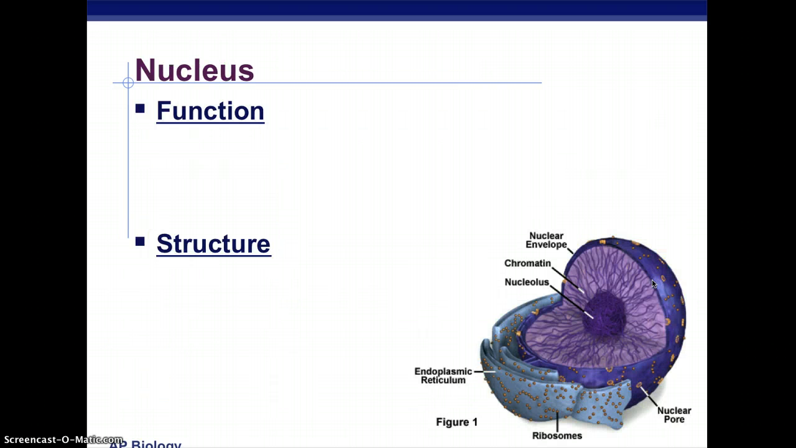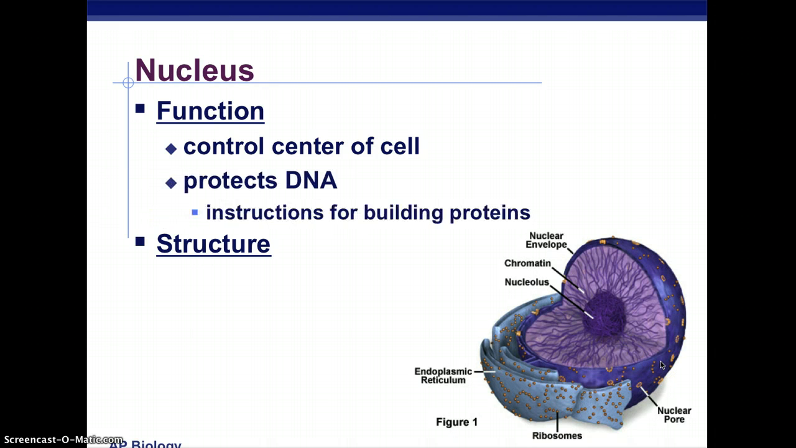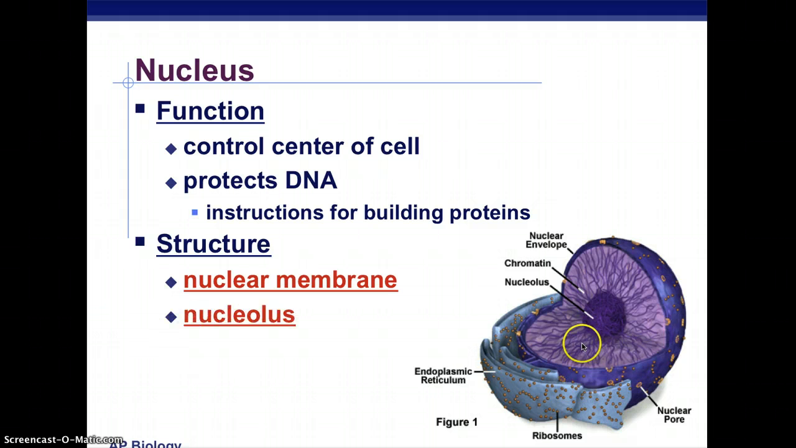So the function of the nucleus, and this is a nucleus right here, is to be the control center of the cell and protect the DNA. The DNA has the instructions for building the proteins. The structure is that there's a nuclear membrane, also sometimes called the nuclear envelope, that encircles all of the DNA that's inside. All these little squiggly purple lines represent DNA. Inside there is a structure called the nucleolus. That's this darker circle right here.